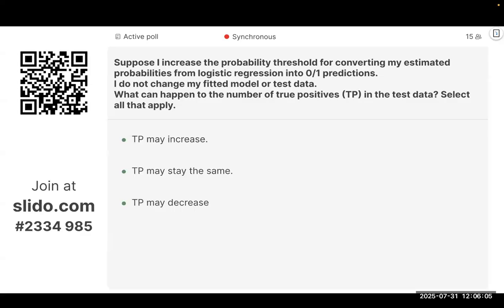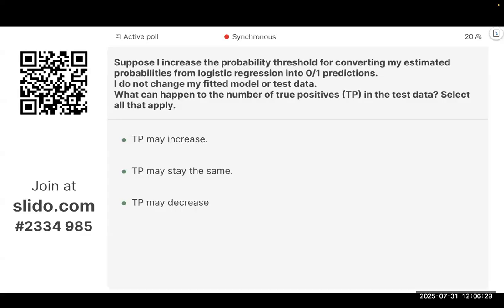Positive means your prediction is a 1. True positive means your prediction is correct. So true positive means you're predicting a 1 and the true class label is also 1. Right? That's what true positive is. Okay. All right, so talk to your neighbors.